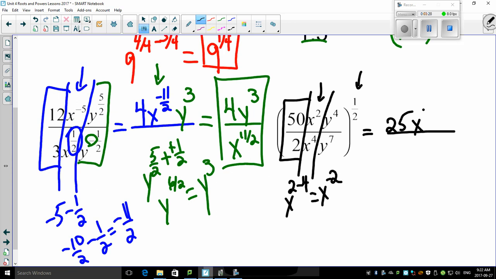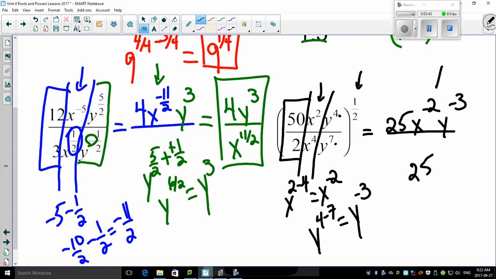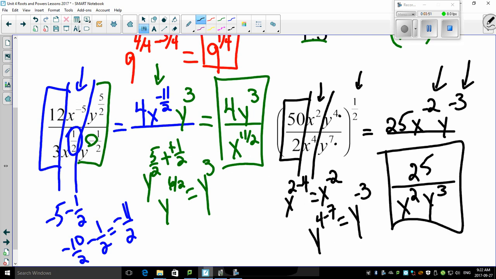Fine. X to the negative 2 here. This is 4/7. So y to the 4 subtract 7 works out to be y to the negative 3. Now, clean it up. Okay? So you're left with 25. You know that to flip this guy and to flip this guy because they're both negative. So x squared, y cubed. There you go. That's what that one looks like.